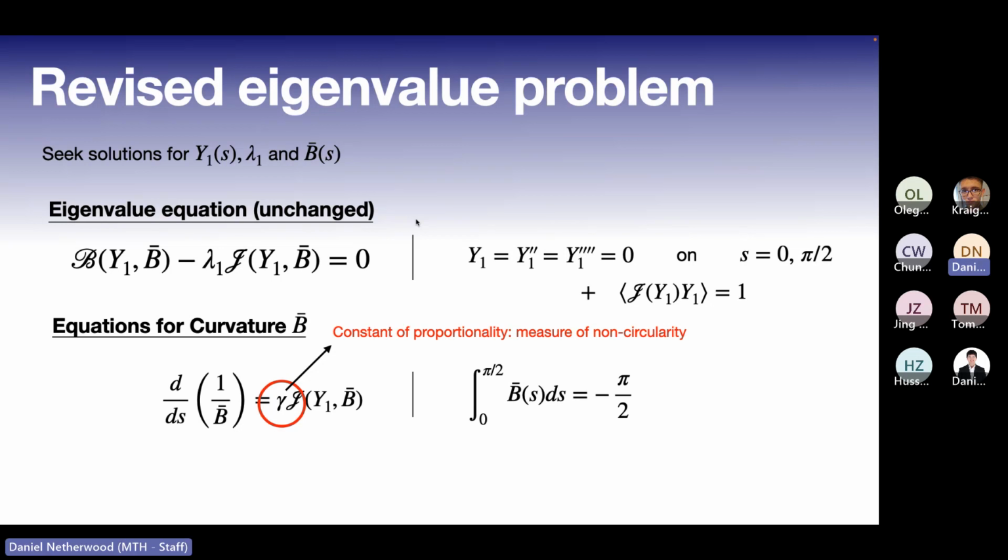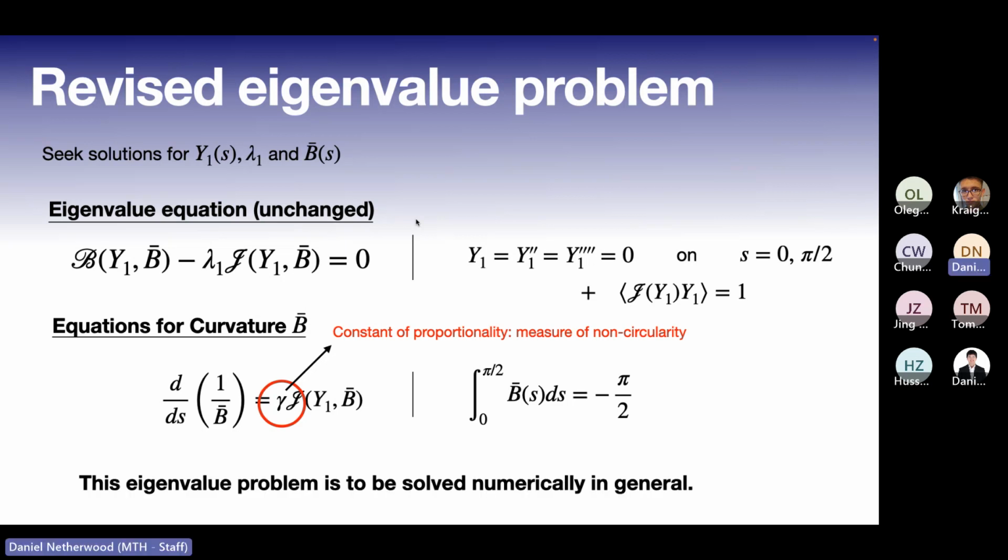We need one boundary condition on b bar, because this is a differential equation for b bar. And this boundary condition encapsulates the requirement that if you move an angular displacement of pi by 2 around, then you also need to move around pi by 2 in your arc length coordinate as well. You need both of those things to match up. And that corresponds to a condition on the curvature. It's an integral condition on the curvature.